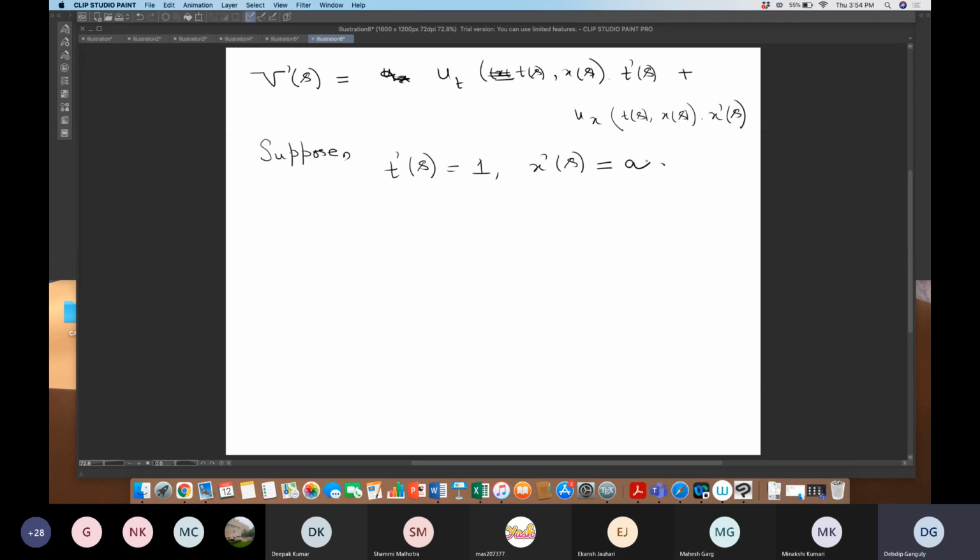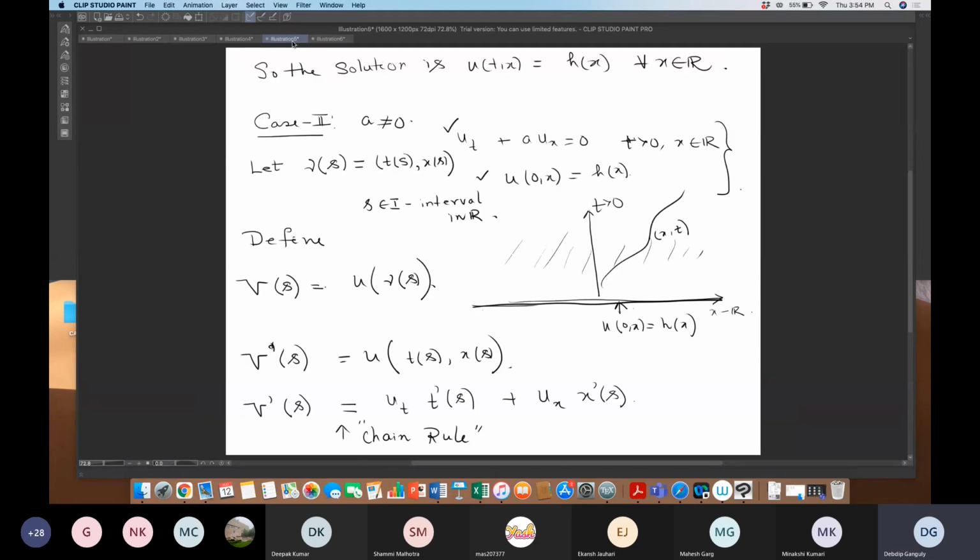Then U satisfies the equation, and let's say U is a function. We want to find the solution, right? So first let us suppose that U is a solution of this PDE. We will see if and only if.